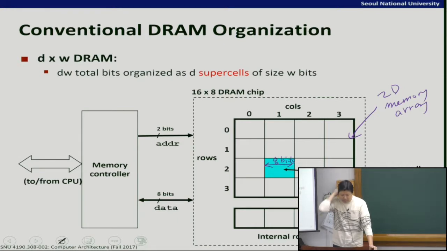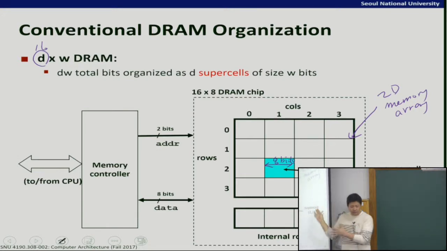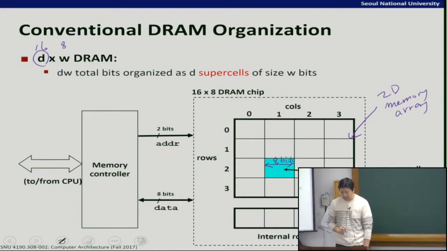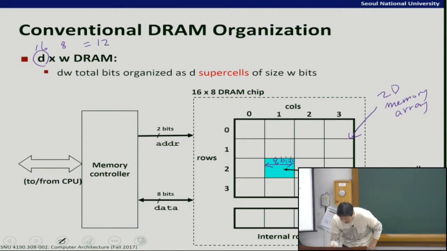A D times W DRAM means we have D supercells. In this case, how many supercells do we have? 1, 2, 3, 4, 5, ... 16 supercells, right? So we have 16 supercells here, which is D. And each supercell has 8 bits in it, which is an assumption for this specific DRAM device, so W is 8. So this is called a 16 times 8 DRAM: 16 supercells, each with 8 bits. The total number of bits is 16 times 8, which is 128 bits.